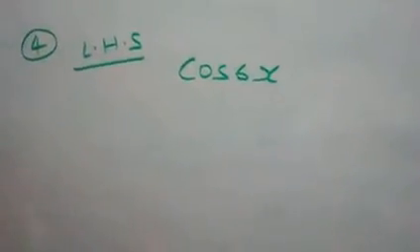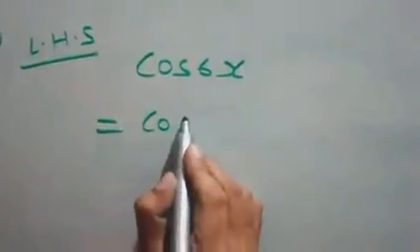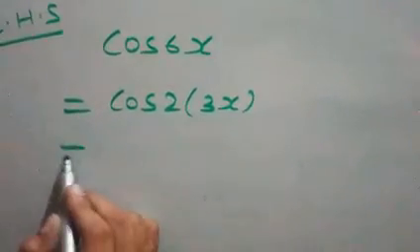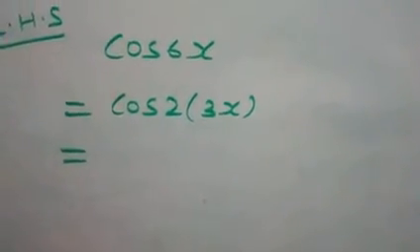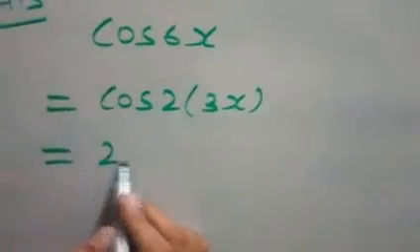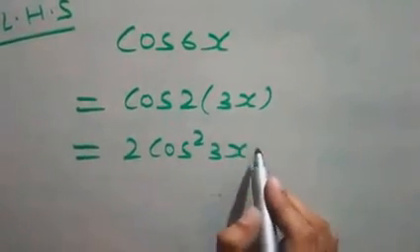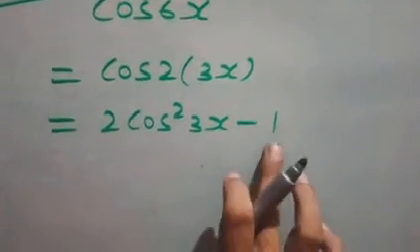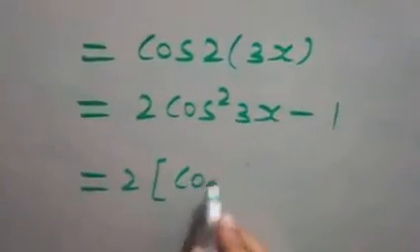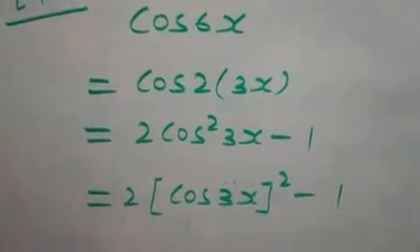Now in question number 4, the left hand side is cos 6x. First I am going to write cos 2 into 3x, that is going to be 6x. Now we have to apply the formula in which minus 1 is there. So the formula is 2 cos square x minus 1. So we got minus 1. Now 2 here, cos 3x whole square minus 1.